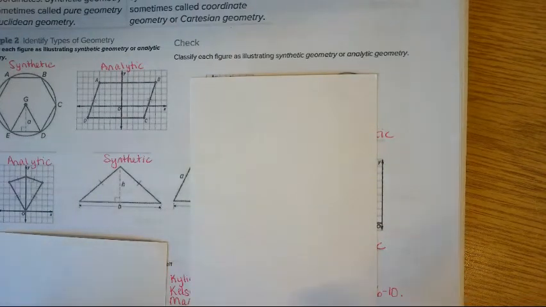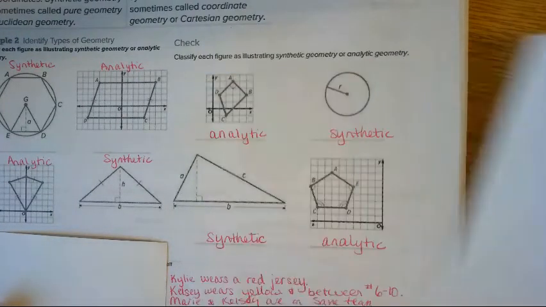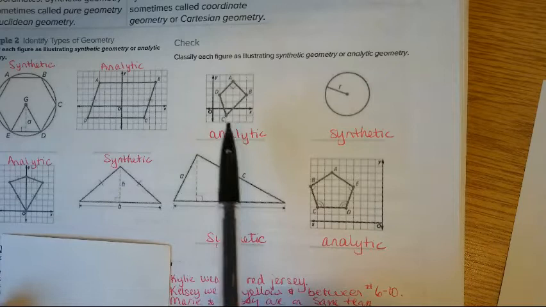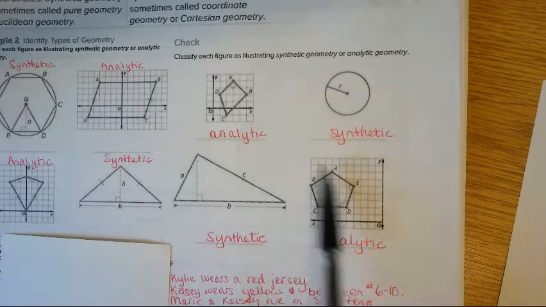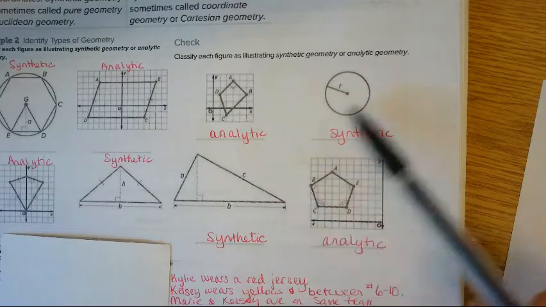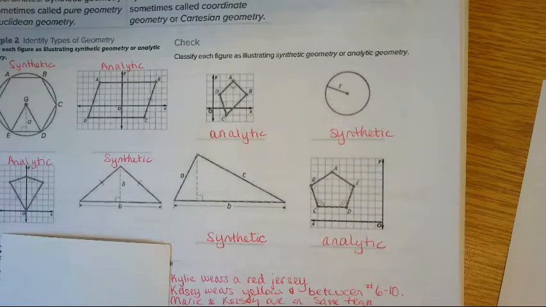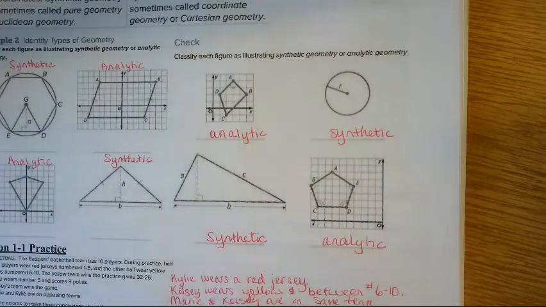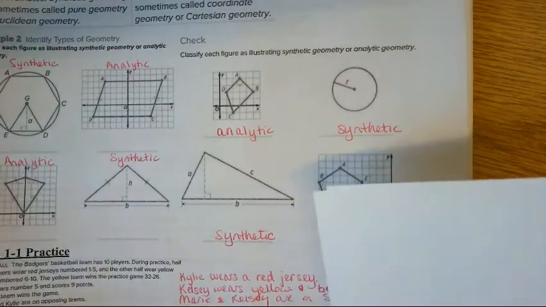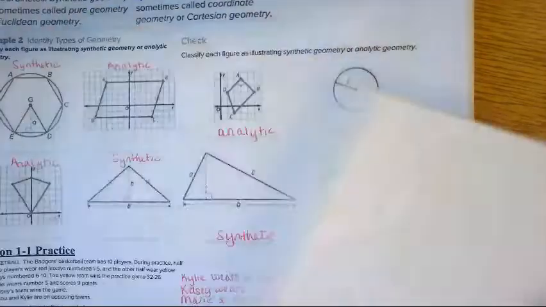Now you can pause the video and try the check question. So in this last one, you should be able to see this one would be analytic, and this one would be analytic because of those two coordinate planes, and then these two would be synthetic because you don't have any. So the first section is just kind of introducing what some of these ideas are with the axioms and the postulates and the theorems, and then just utilizing some different kind of vocabulary.